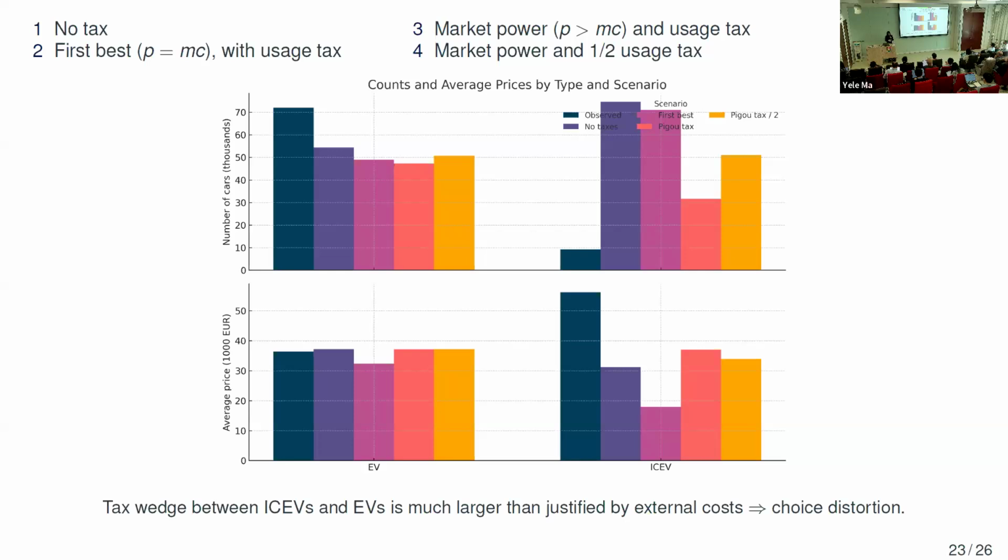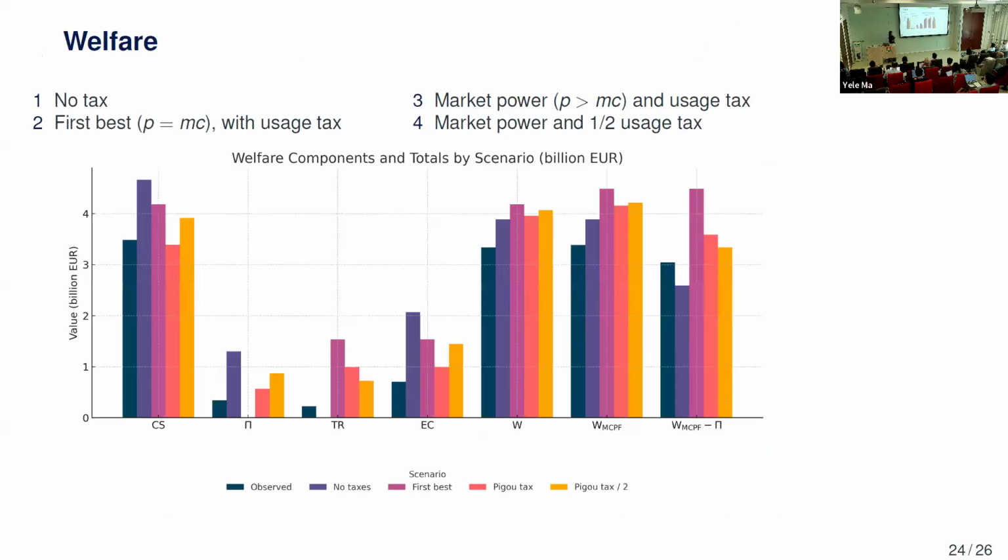And then for the internal combustion, as I said, in the observed scenario, the number of cars is very low compared to what it should be. So we should see more internal combustion cars on the road if we didn't have such big incentives for electric cars. And for the prices, it varies slightly depending on the counterfactual scenario. So what we conclude is that there is a tax wedge between the internal combustion and the electric vehicles, which is much larger than justified by just internalizing externalities. And this is going to lead to a choice distortion.